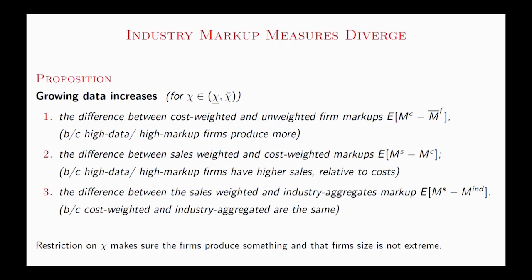Okay, so now if I look at the industry markup, there are some differences here, where growing data is going to increase the difference between the cost-weighted and the unweighted markup. That's the first result. Why? Because high data, high markup firms produce more. Second, the difference between the sales-weighted markup and the cost-weighted markup is diverging because of what I mentioned earlier, that the sales weight is more dispersed than the cost weight. And then, of course, we have the difference between the sales-weighted markup and the industry average markup, because that, again, doesn't put any weight on the distribution.